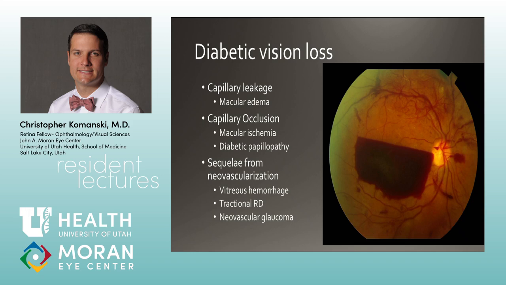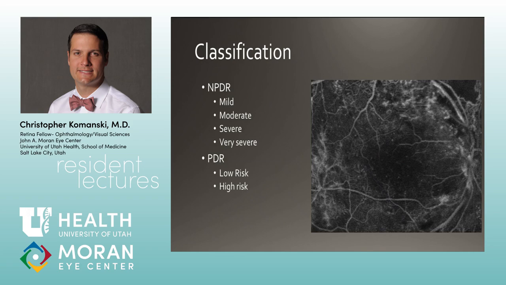It's a great photo just showing proliferative diabetic retinopathy and the boat hemorrhage. Now, the classification of diabetic retinopathy is for non-proliferative diabetic retinopathy, or NPDR. It could be mild, moderate, severe, or very severe. And then for proliferative diabetic retinopathy, the two classifications are low risk or high risk. And we'll go through those.